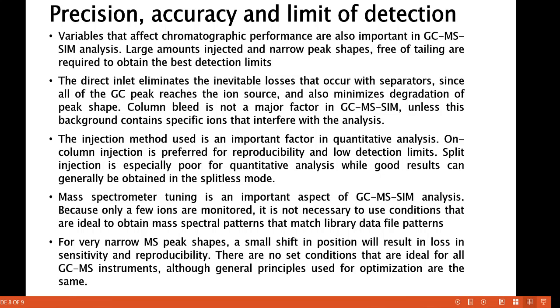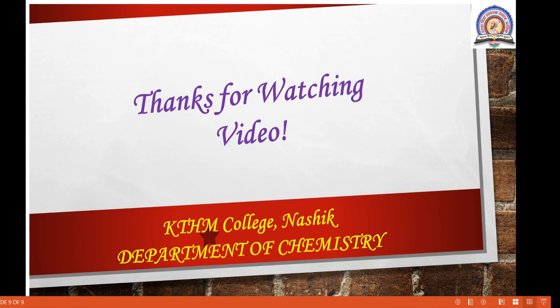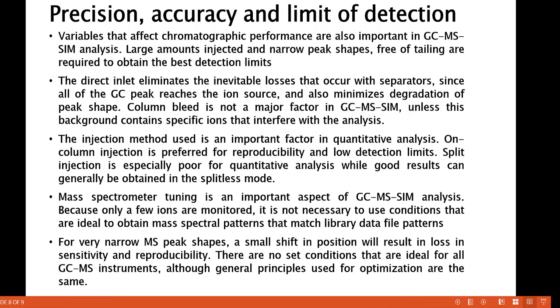For a very narrow MS peak shape, a small shift in position will result in loss in sensitivity and reproducibility. There are no set conditions that are ideal for all GC-MS instruments, although the general principles used for the optimization are the same. Okay, so this is about the precision and accuracy of the detection.